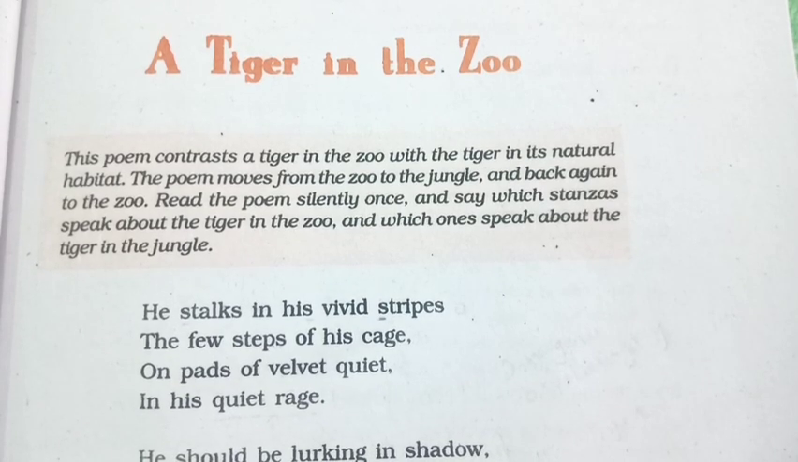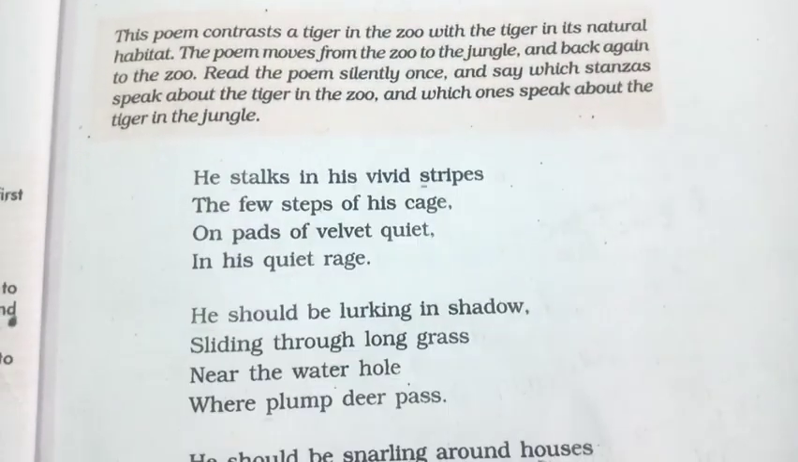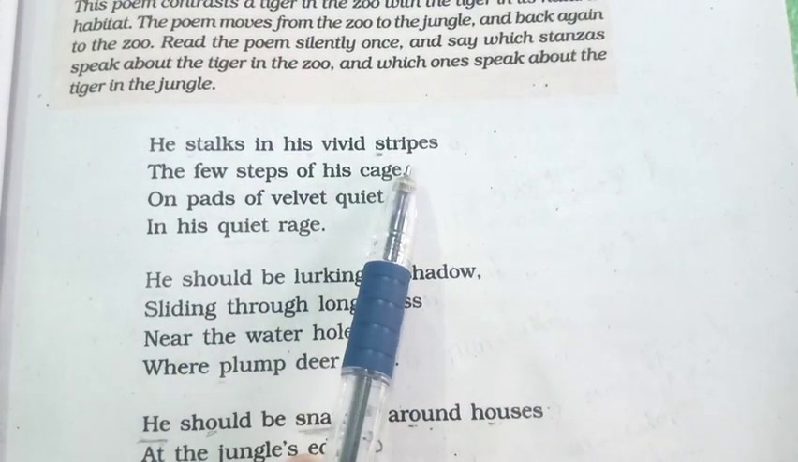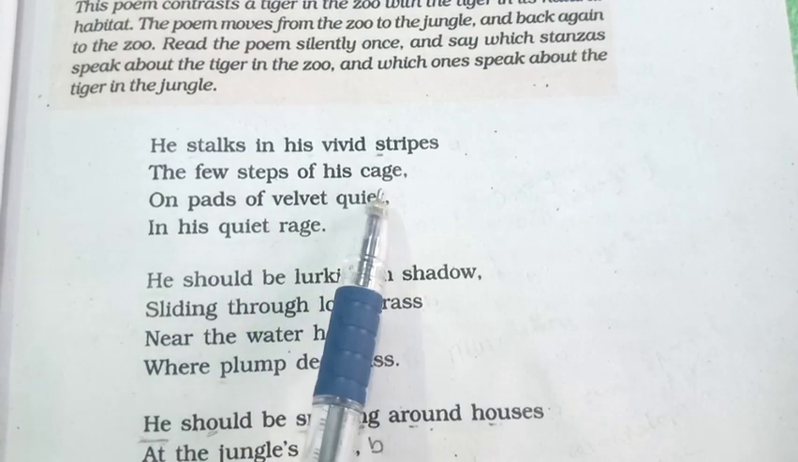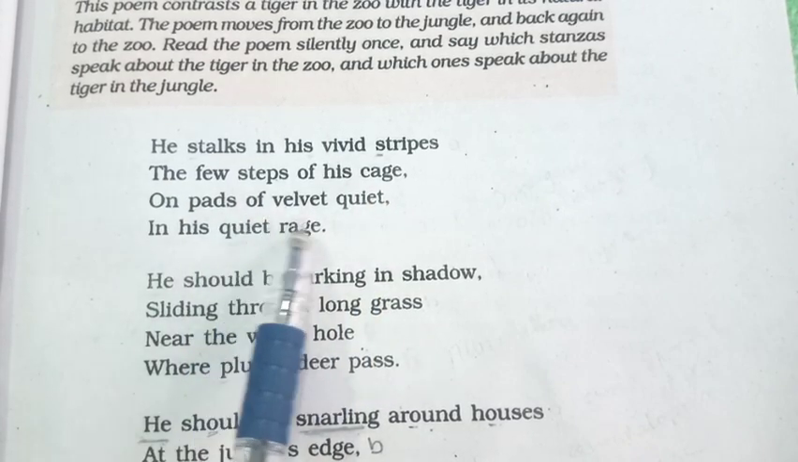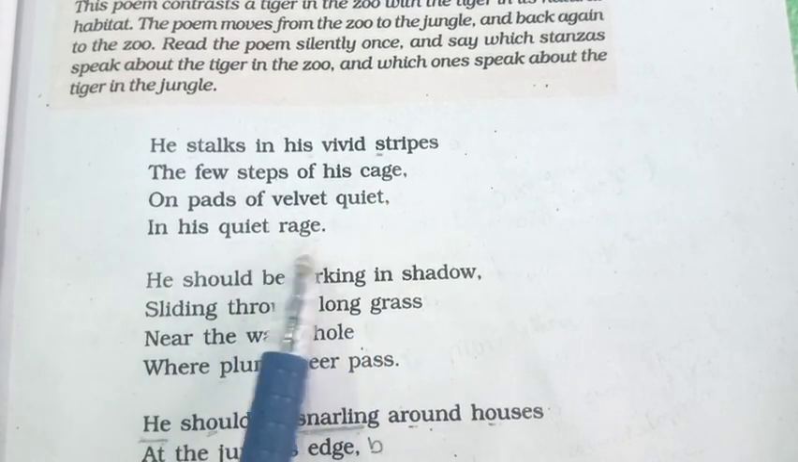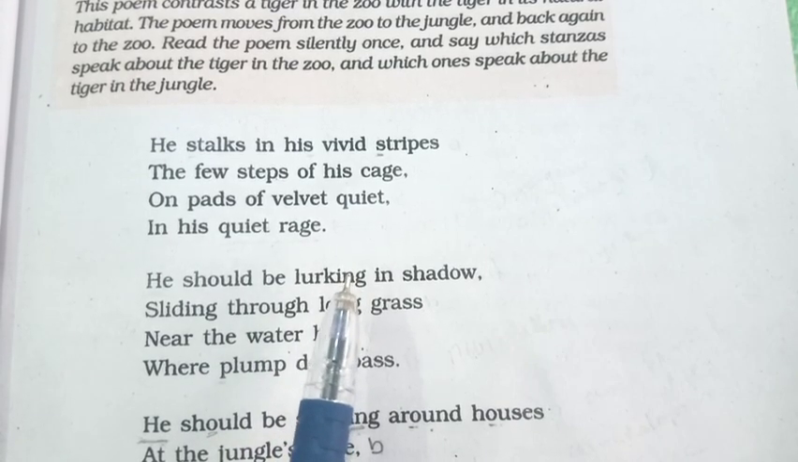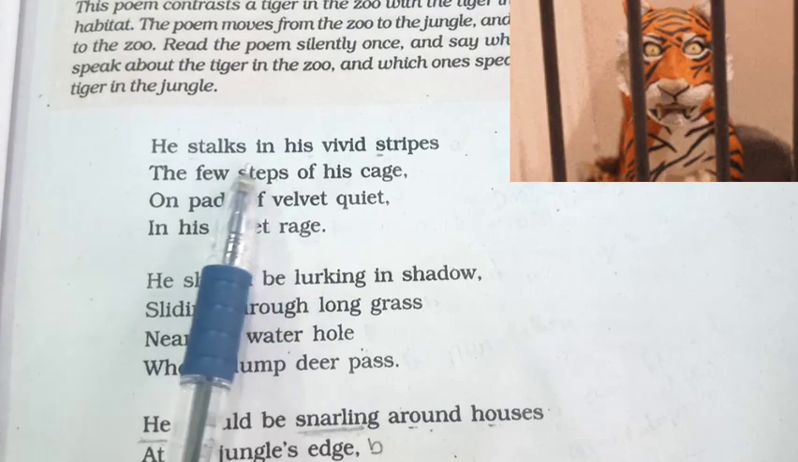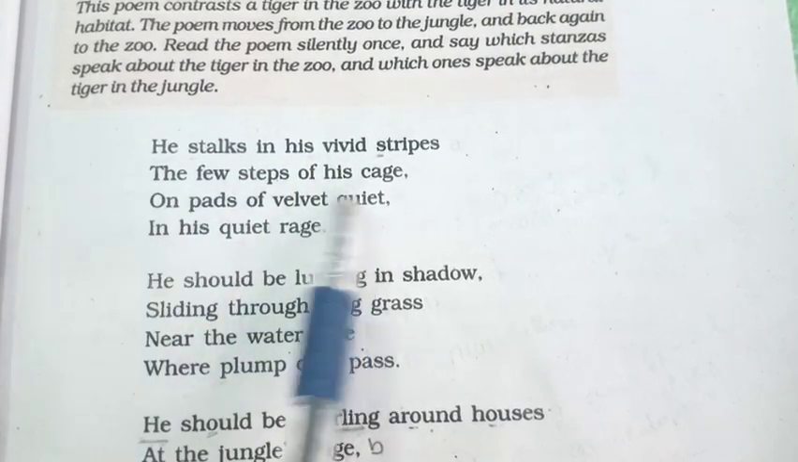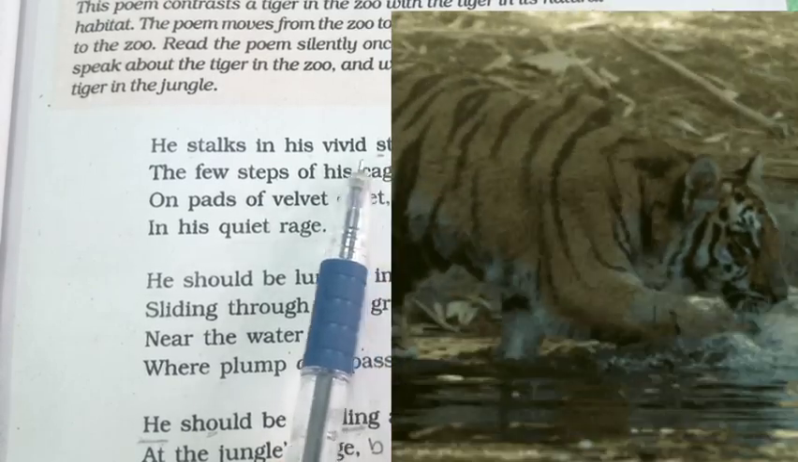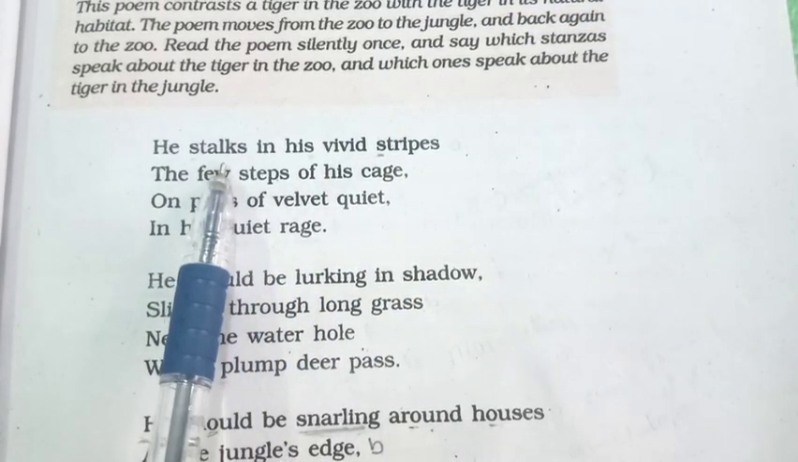So let's start. I am going to explain line by line and will give you the poetic devices in the end. "He stalks in his vivid stripes, the few steps of his cage, on pads of velvet quiet, in his quiet rage." In this stanza, the poet is explaining that this is the tiger which is moving in the cage. He has stripes on his back and he is stalking.